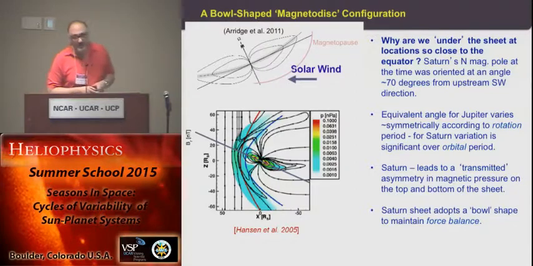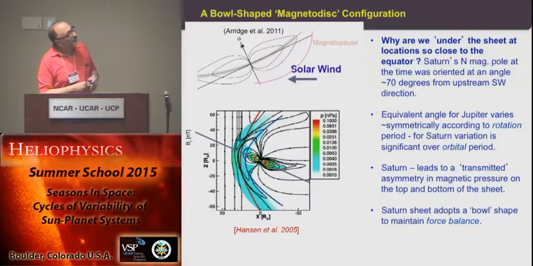So at the time of the observations that I showed, the angle between Saturn's north magnetic pole and the upstream solar wind direction was something like 70 degrees. In other words, the southern hemisphere was experiencing its summer solstice. That angle, of course, changes during Saturn's orbit, and we'll see the effects of that in just a moment.